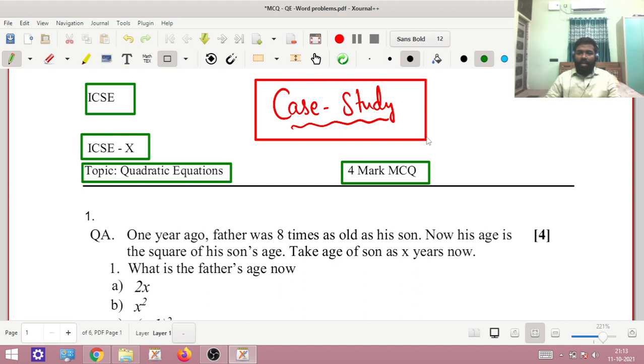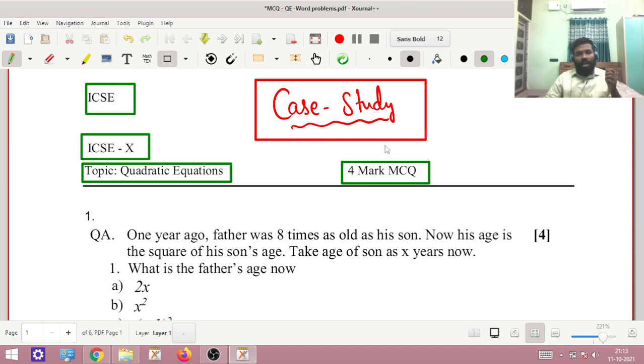Today I brought some important questions for ICSE students, which are case study based questions. These used to be there in CBSE exams, but this time ICSE has also introduced these kinds of questions in the term 1 exam.